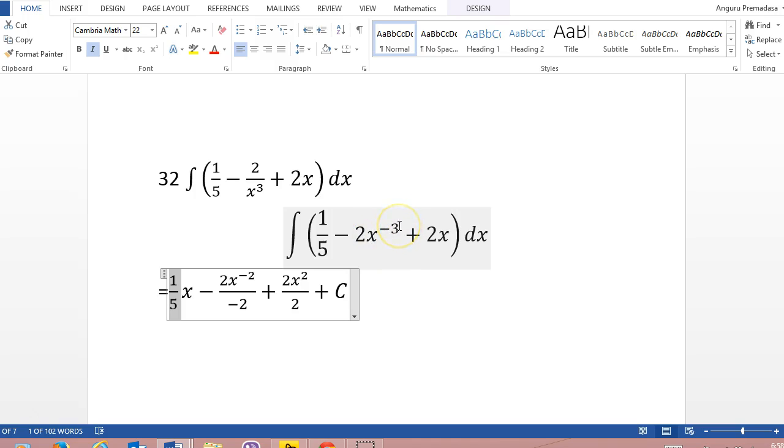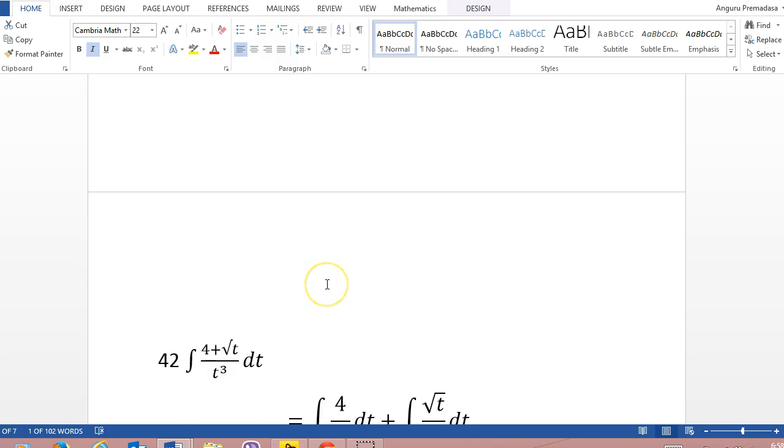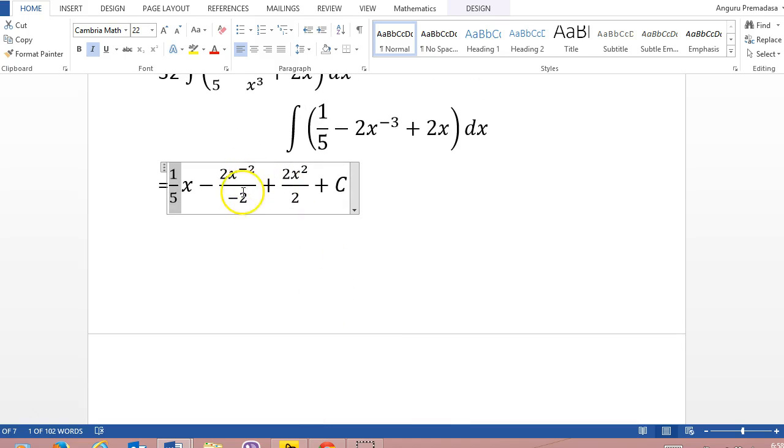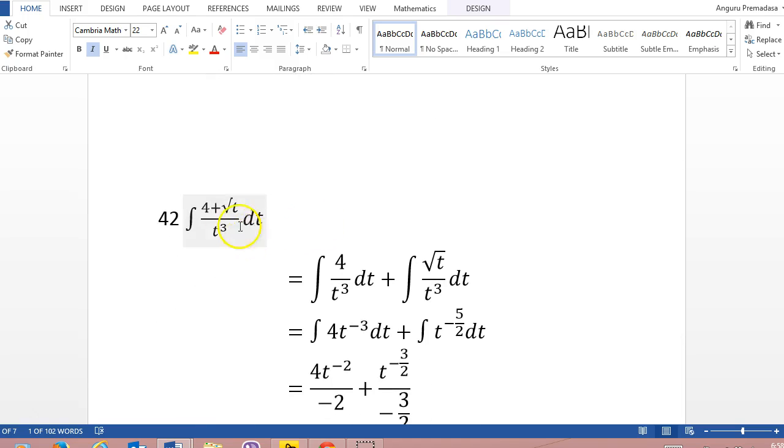So you add 1 to that, that becomes x to the minus 2, and you divide by minus 2, plus 2 times, you add 1 and the x becomes x squared divided by 2. Well, you can clean it up a little bit, but I'll leave it to you to clean up. So you can cancel off the negative 2 and negative 2 and then bring the x down. You can cancel off the 2 here also, but I will leave that to you. Okay, now let's go to another problem.